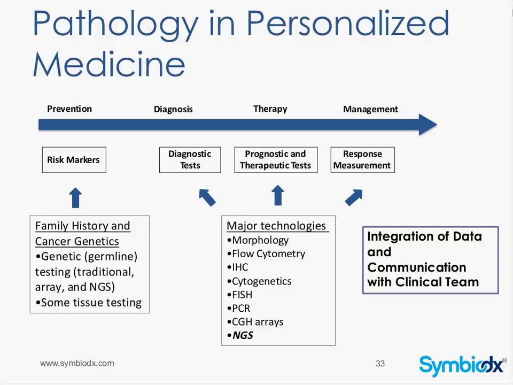Pathology is involved in personalized medicine at many points along the way. We're right here at our NGS assay, and this is in the area of diagnosis, prognosis, and response to treatment. We have these other techniques at our disposal. I mentioned some of these earlier: basic morphology, flow cytometry, immunohistochemistry, cytogenetics, FISH, PCR, and CGH arrays, which is arguably a better technique for looking at copy number variation.